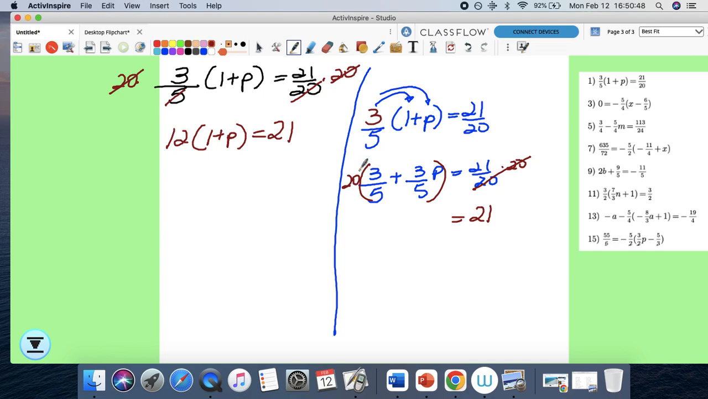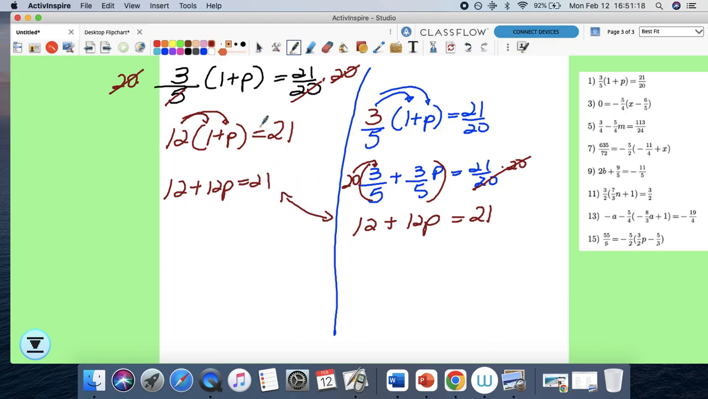On this side, 20 times, let's do the first two. 20 times 3 over 5, what is 3/5 of 20? Well, 20 divided by 5 is 4, times 3 is 12, so I get 12. Plus, again, 20 times 3/5 of p, 20 divided by 5 is 4, 4 times 3, I get 12p. Now, notice that on this side, I'll do the distributive property, and I get 12 plus 12p equals 21. I get exactly the same thing.